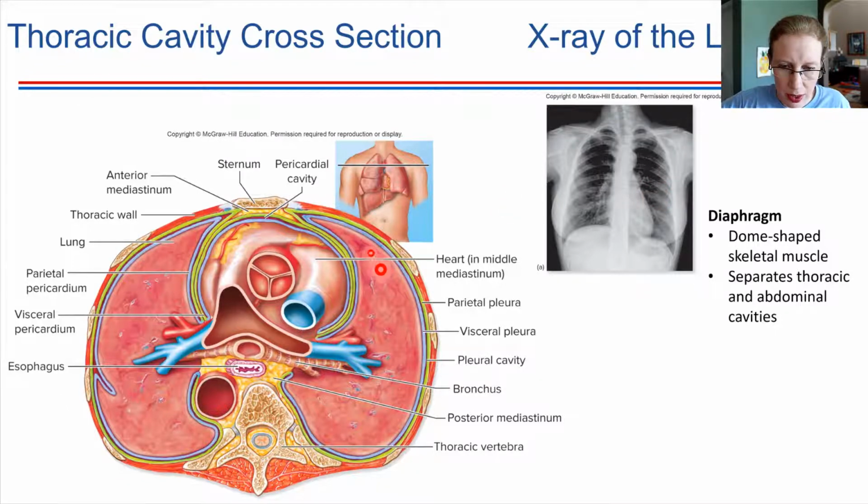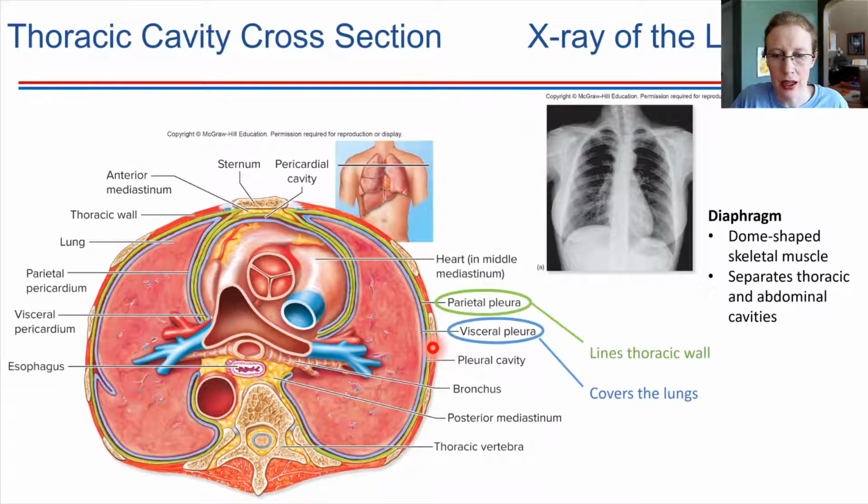There are two things I want to point out to you here, because these are going to come up a little bit later on the next slide. So two different pleura right here. We've got the parietal pleura and the visceral pleura. The parietal pleura is a lining for the whole thoracic wall. So it lines not just the lungs, but the whole thoracic wall. It encloses that area and separates it off from other body cavities. The visceral pleura is a membrane that covers just the lungs.